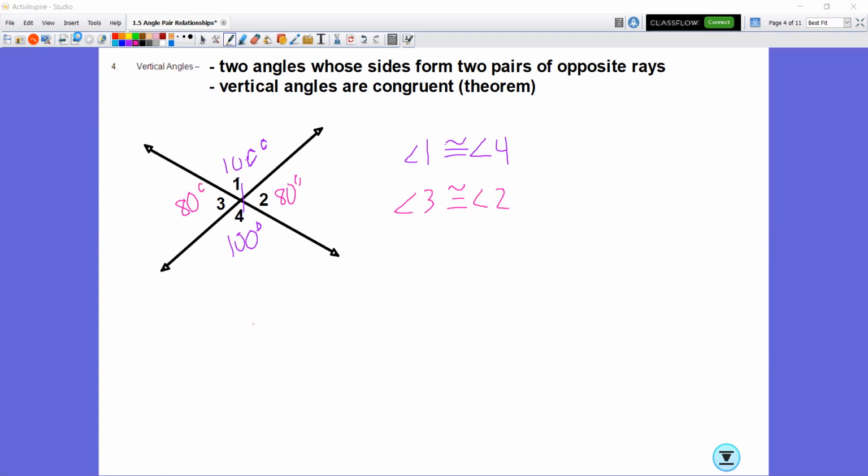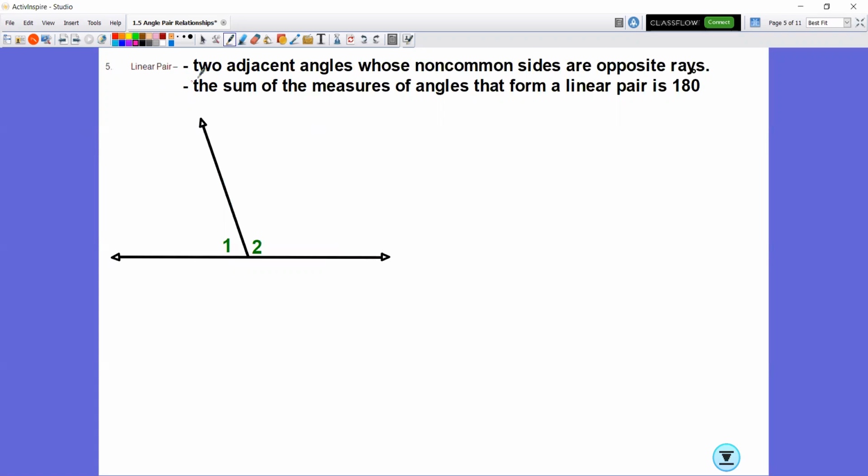Vocab word number 5, a linear pair. They are two adjacent angles, so they're right next to each other, whose non-common sides form opposite rays. Notice down here, these are non-common sides. They are opposite rays. We talked about that earlier. I always say, if you can start at one angle on the line and make a rainbow connecting the other angle and get back on that line, that is a linear pair, a pair of angles whose sum is 180 degrees.